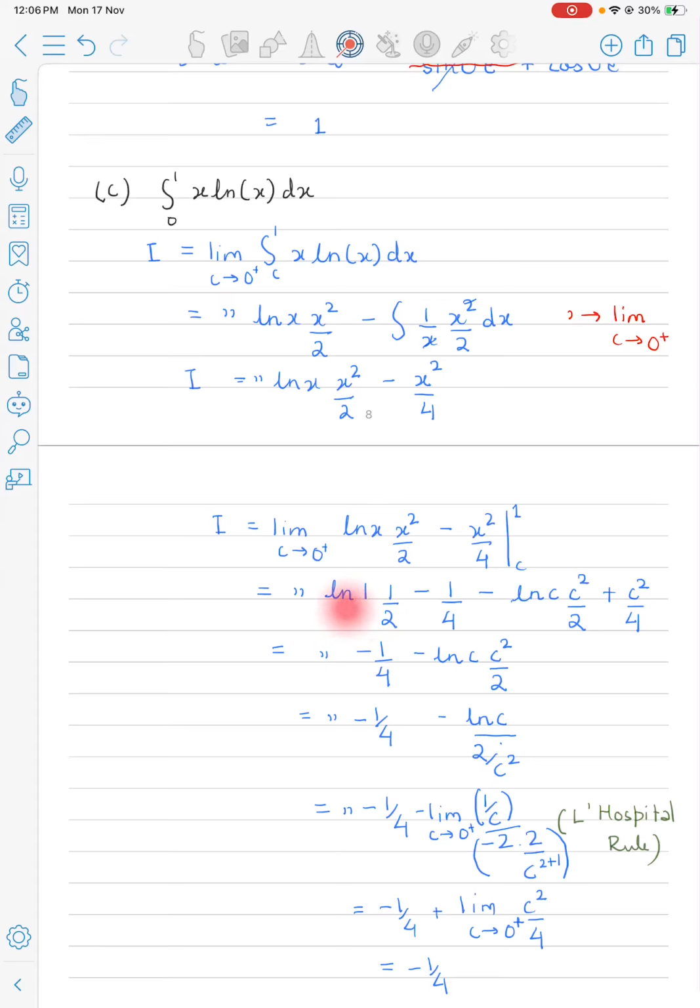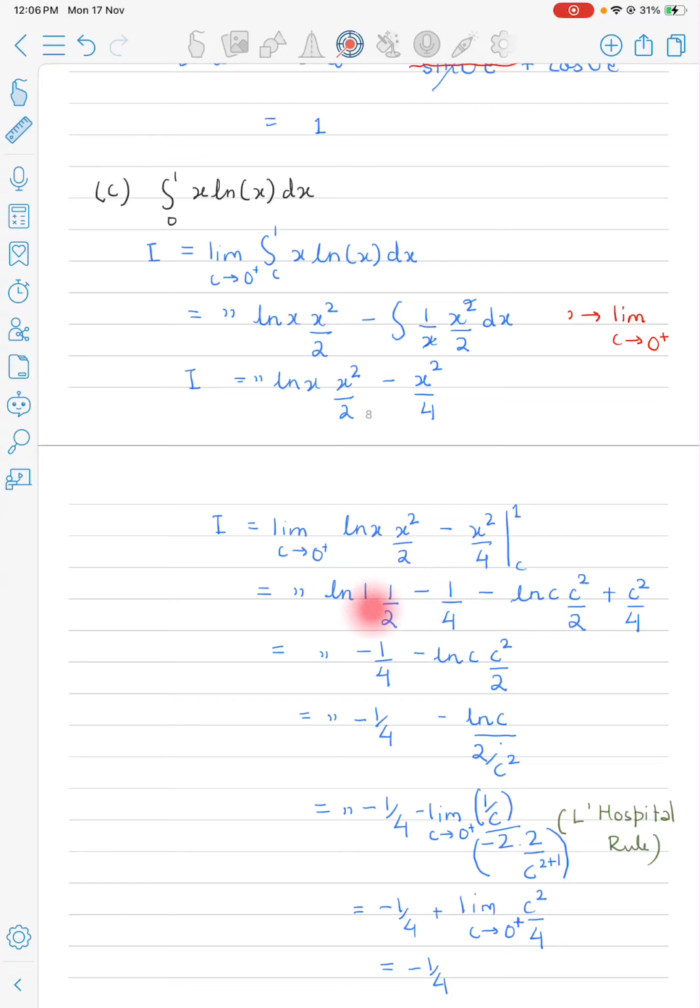So if you put 1, ln 1 is equal to 0. So this part vanishes, and this one will be 1 by 4, and then minus ln c, and then it will be c square by 2, then minus this will be c square by 4. Check this. This one is minus 1 by 4, that is fine.